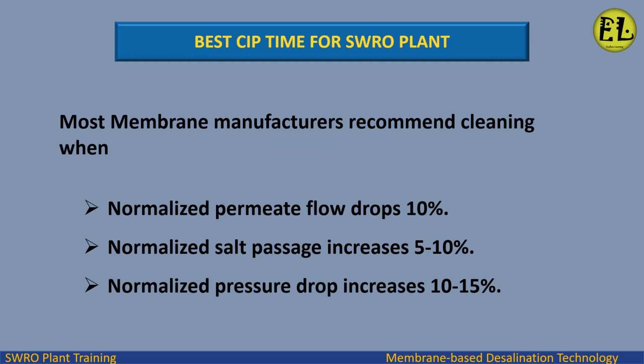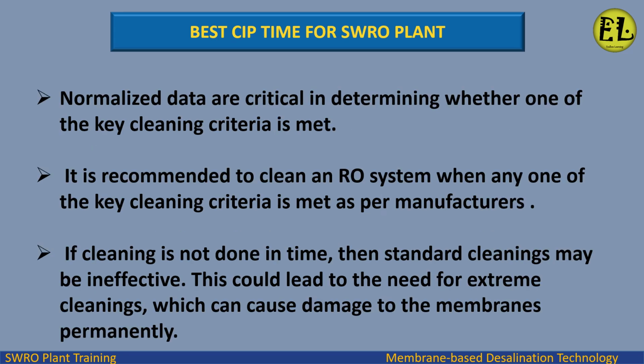Most membrane manufacturers recommend cleaning when normalized permeate flow drops 10%, normalized salt passage increases 5 to 10%, or normalized pressure drop increases 10 to 15%. Normalized data are critical in determining whether one of the key cleaning criteria is met.